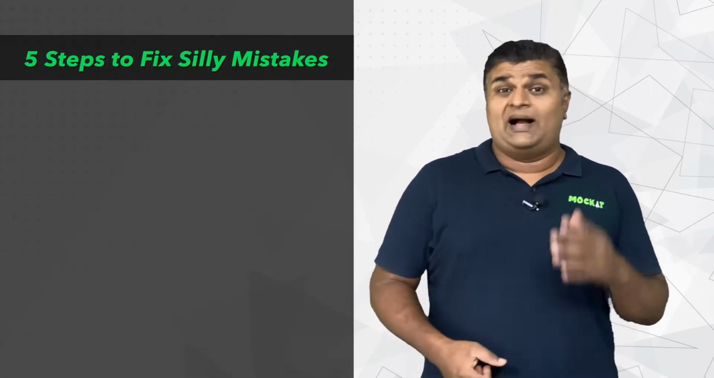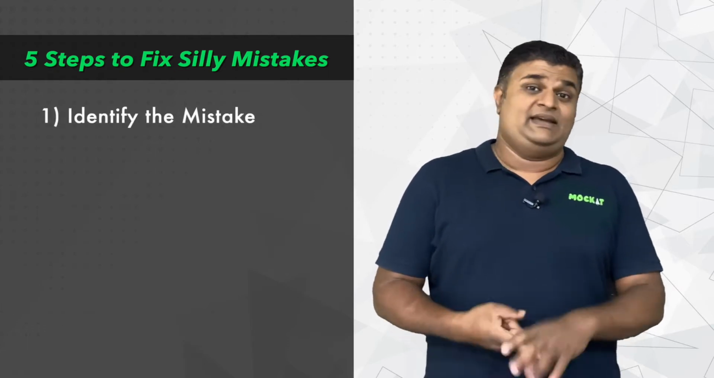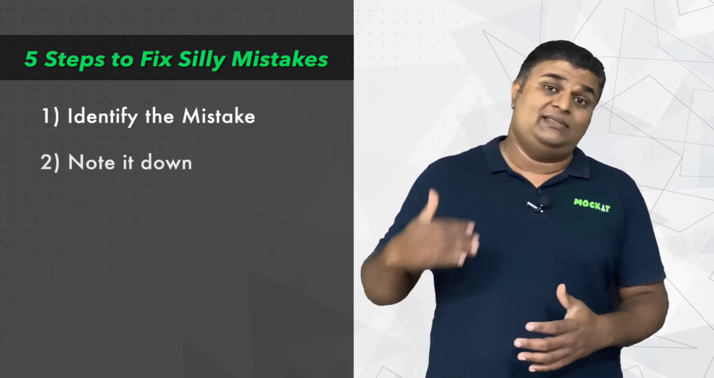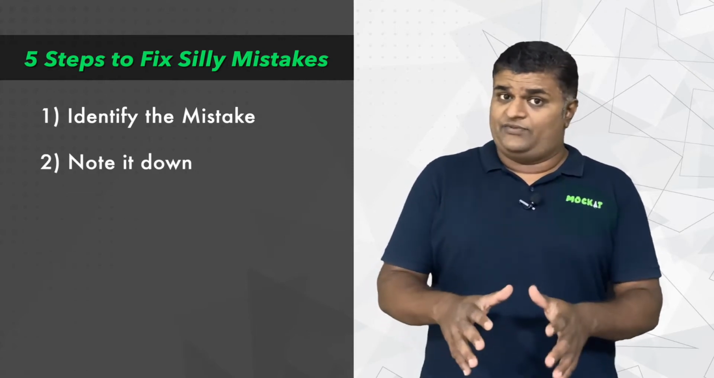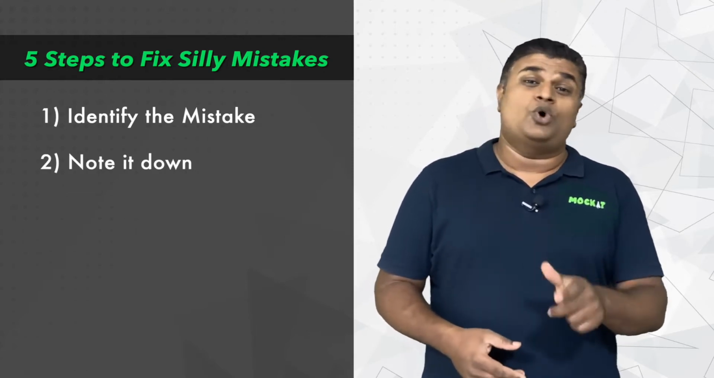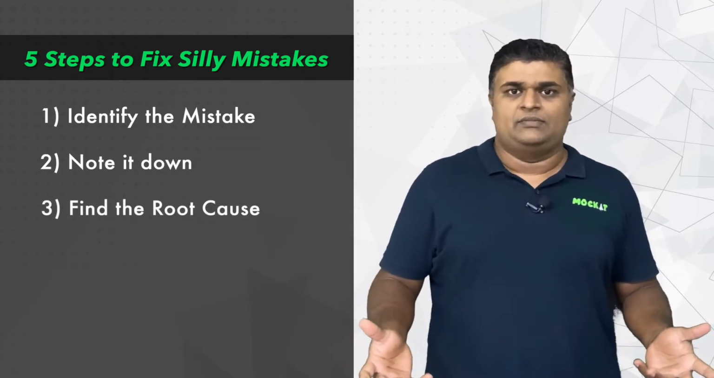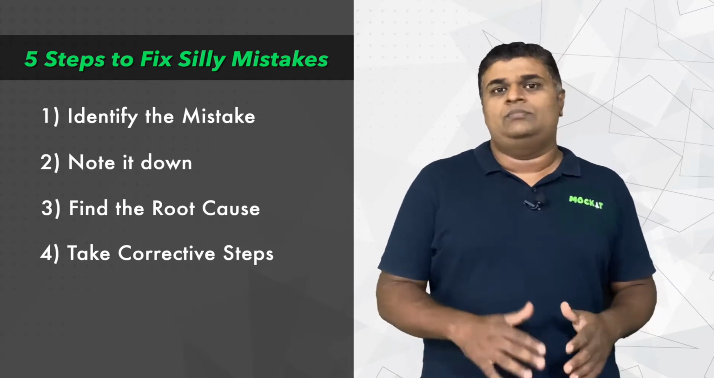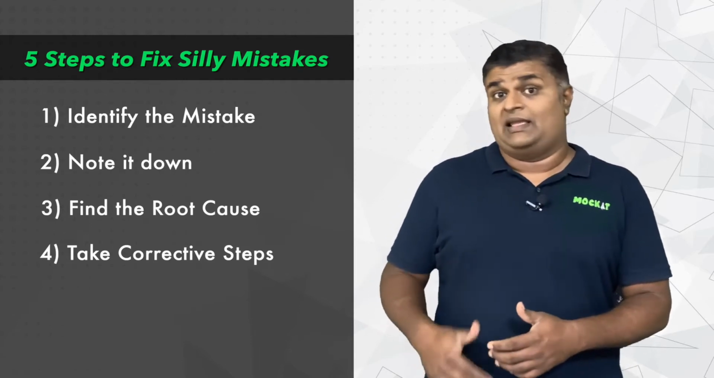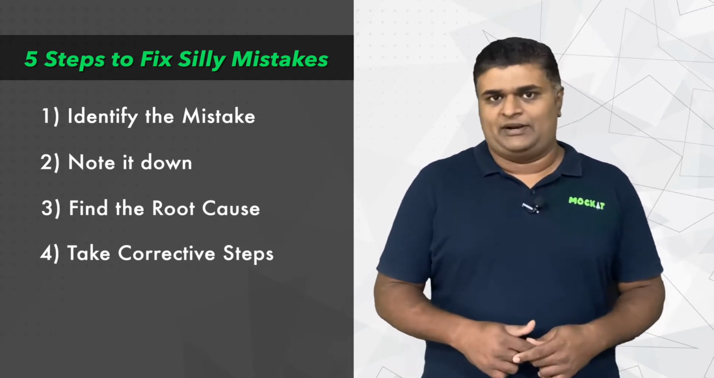The first is for you to identify the mistake you're making. The second is for you to maintain a list and add these mistakes as and when they occur to that particular list. Now, once you've identified the mistake, the third is for you to find the root cause for it, right? Why are you making this mistake? The fourth is for you to come up with corrective measures, right? Steps you need to take to fix this because you've identified it and found the cause. So now take the remedial measures.